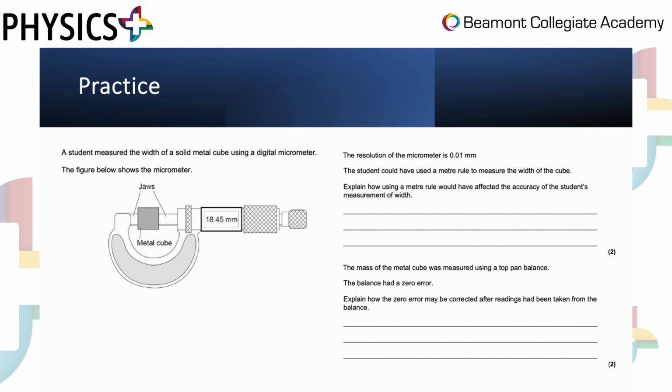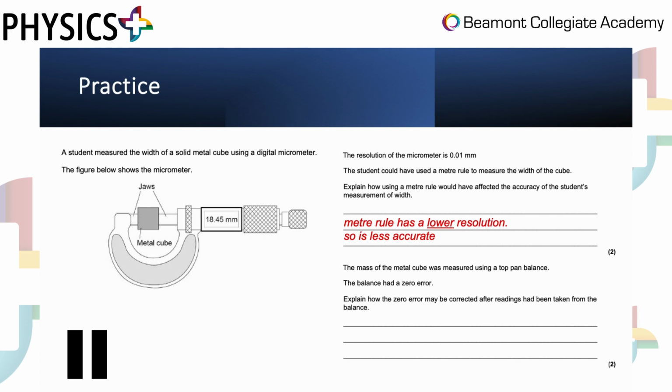Okay, two parts to the question now for 2 marks each. Pause the video, read the questions and have a go. How did you get on? So for the first part, the meter rule has a lower resolution, so it is less accurate.